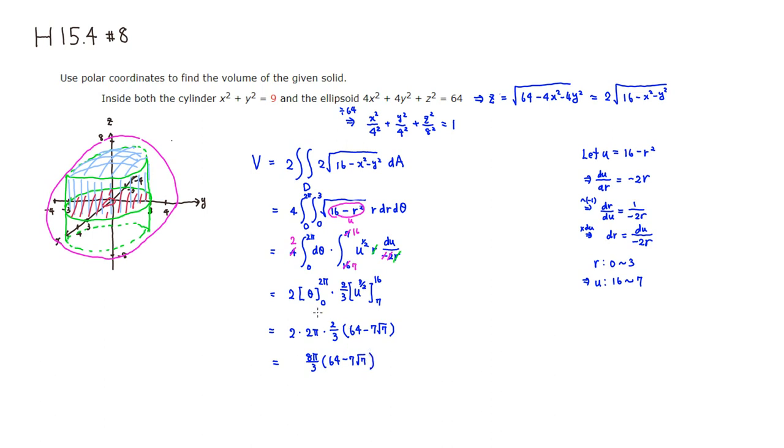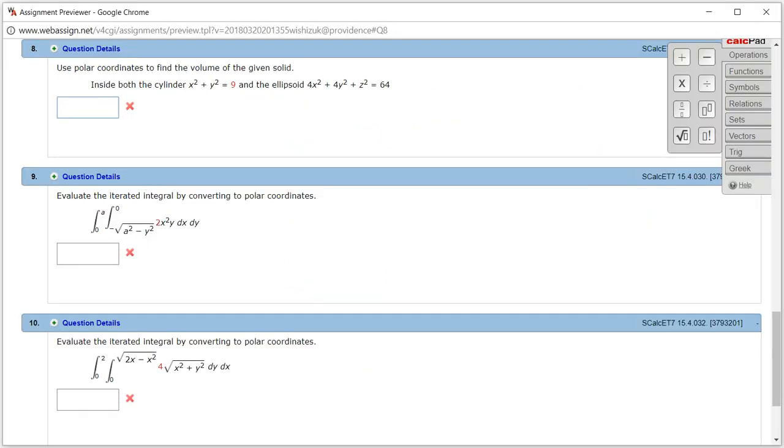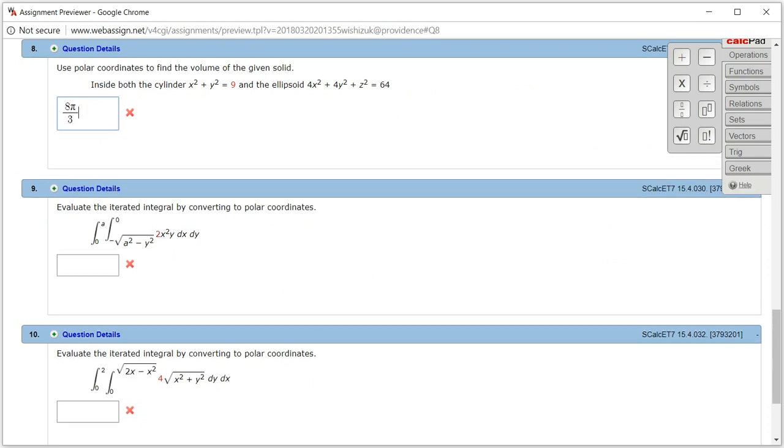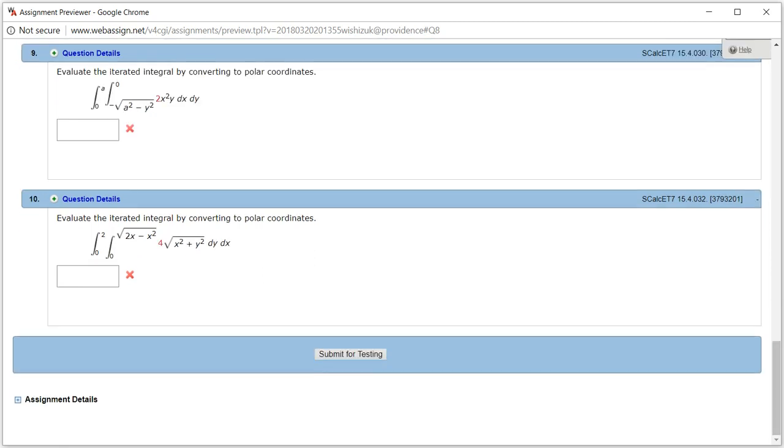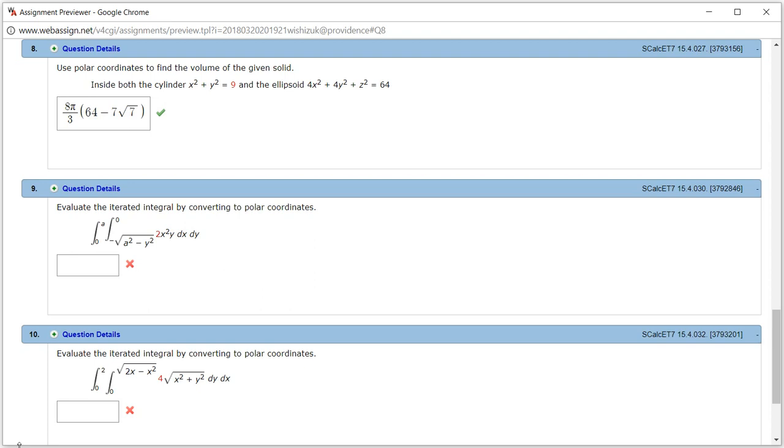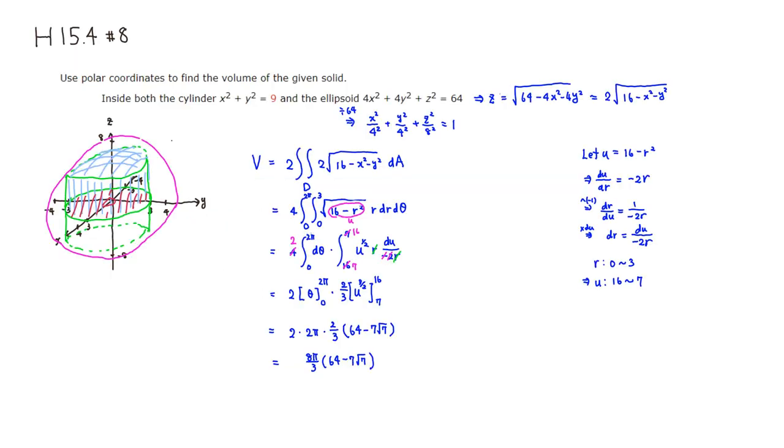All right, so let's type it in. We got 8 pi over 3 multiplied by 64 minus 7 square root of 7. Let's check the answer. It came back and looks like we got this one correctly. That's it. I hope that this was clear.